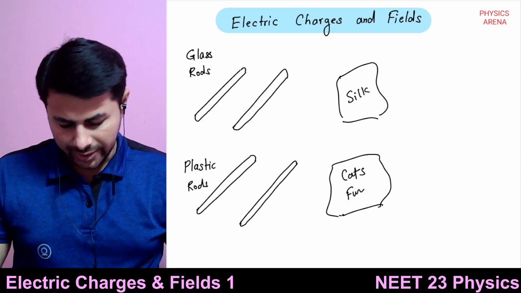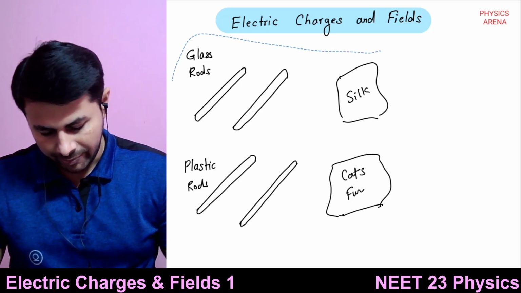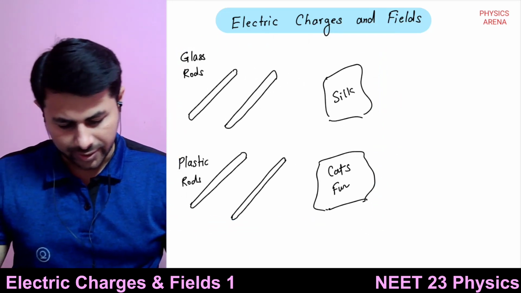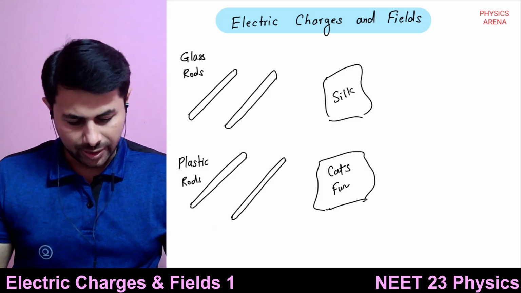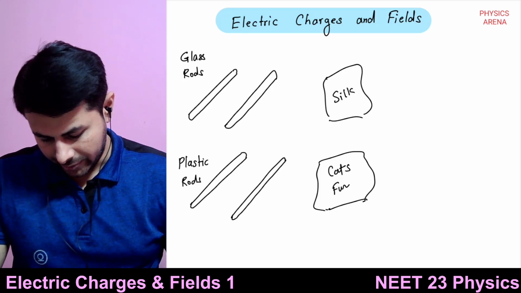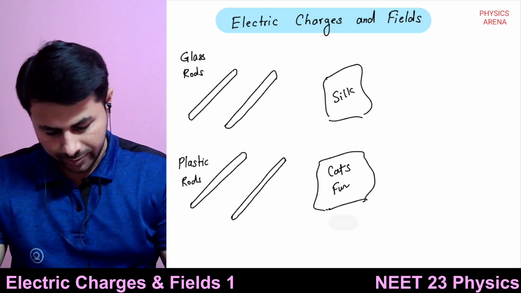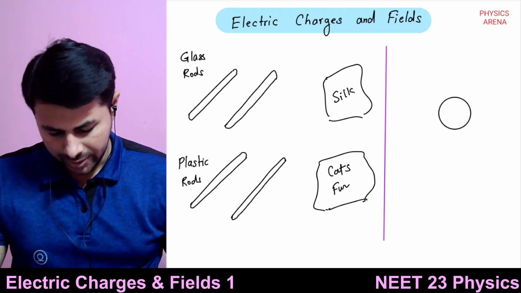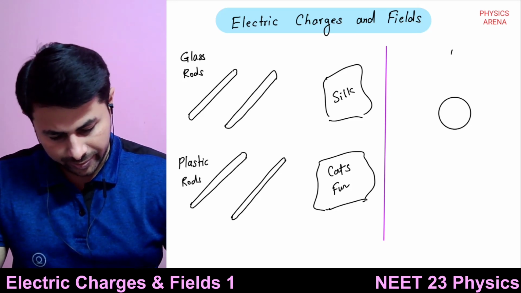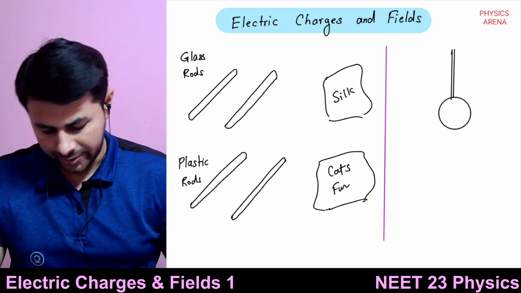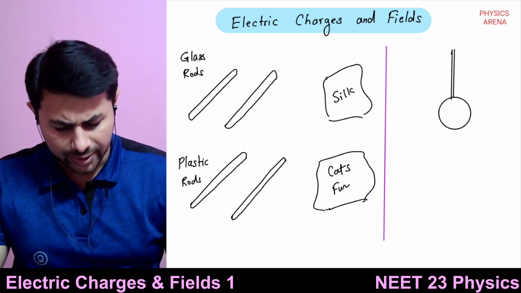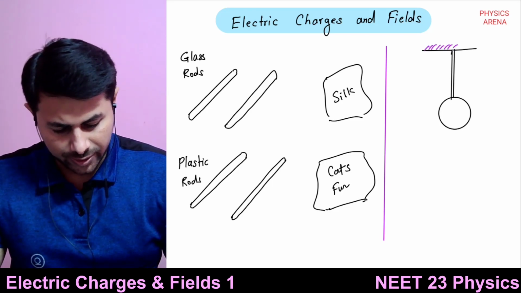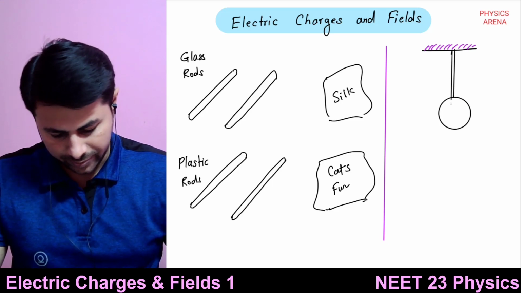Now let's suppose there is a metal ball, a metal sphere, and it is hung from some rigid support by means of a nylon thread. Why nylon? Because it's an insulator. This is the rigid support and this is the metal ball.